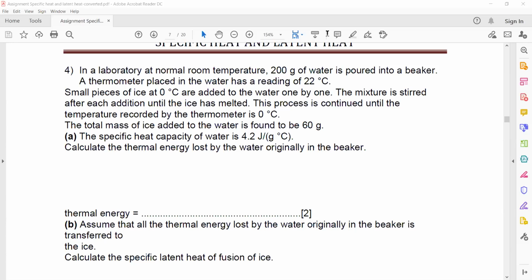So for water, basically what happened in this question, you have a container. Originally, this container is filled with 200 grams of water.